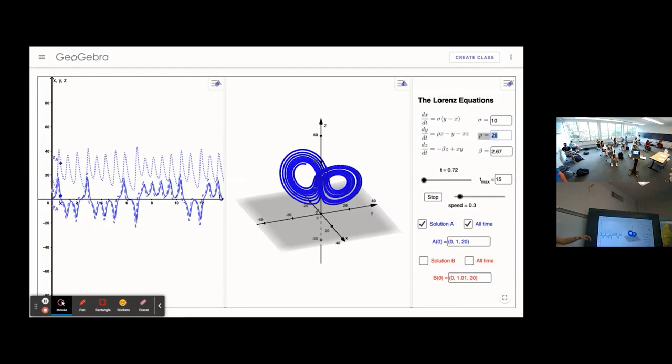We also have another initial condition at the bottom called solution B. This initial condition is super similar to solution A. However, it differs by a hundredth. The x and z are the same, but the y changes from 1 to 1.01. Now you can see how the systems at the beginning look quite similar. But as time progresses, the systems diverge and don't look the same at all.